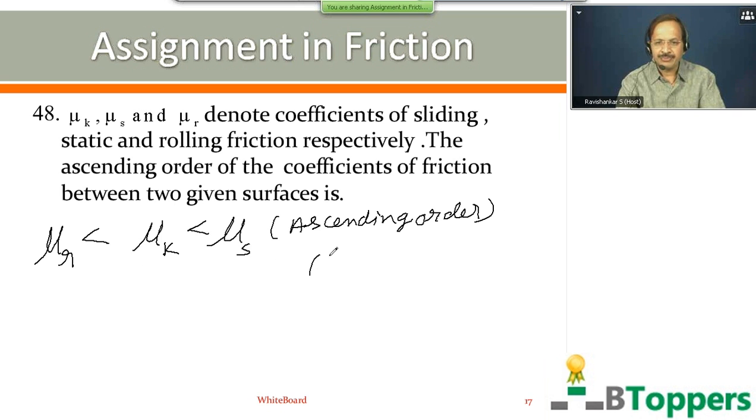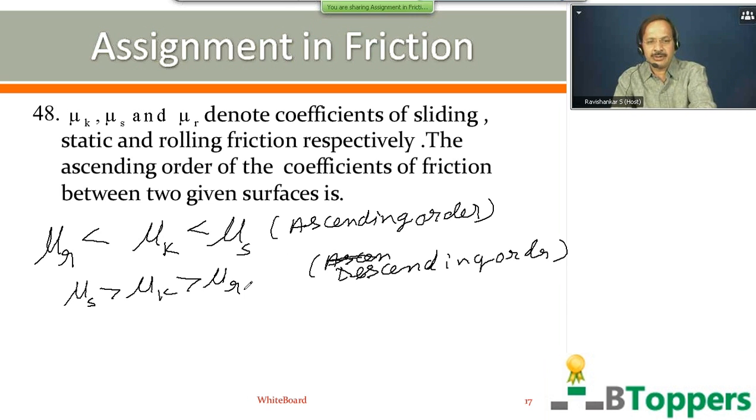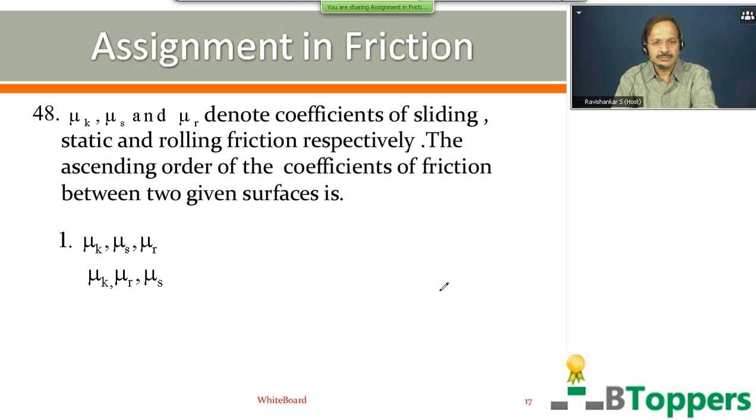Sometimes in some of the questions you may be asked to find the descending order. In case you are asked the descending order, you can write like this: mu s greater than mu k greater than mu r. It's a theoretical question. So for question number 48, the fourth option is the answer.